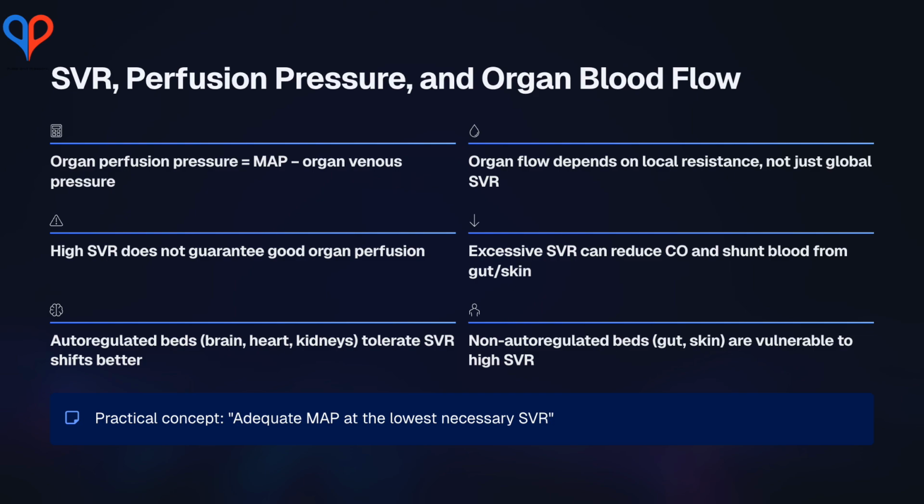High SVR can maintain MAP while reducing cardiac output and shunting blood away from non-autoregulated organs like the gut and skin, risking ischemia. Auto-regulated organs such as the brain, heart, and kidneys maintain flow across a range of pressures, but fail when extreme SVR or MAP changes exceed their limits. The practical goal is not the highest SVR with a good MAP, but adequate MAP at the lowest necessary SVR to ensure both pressure and flow.